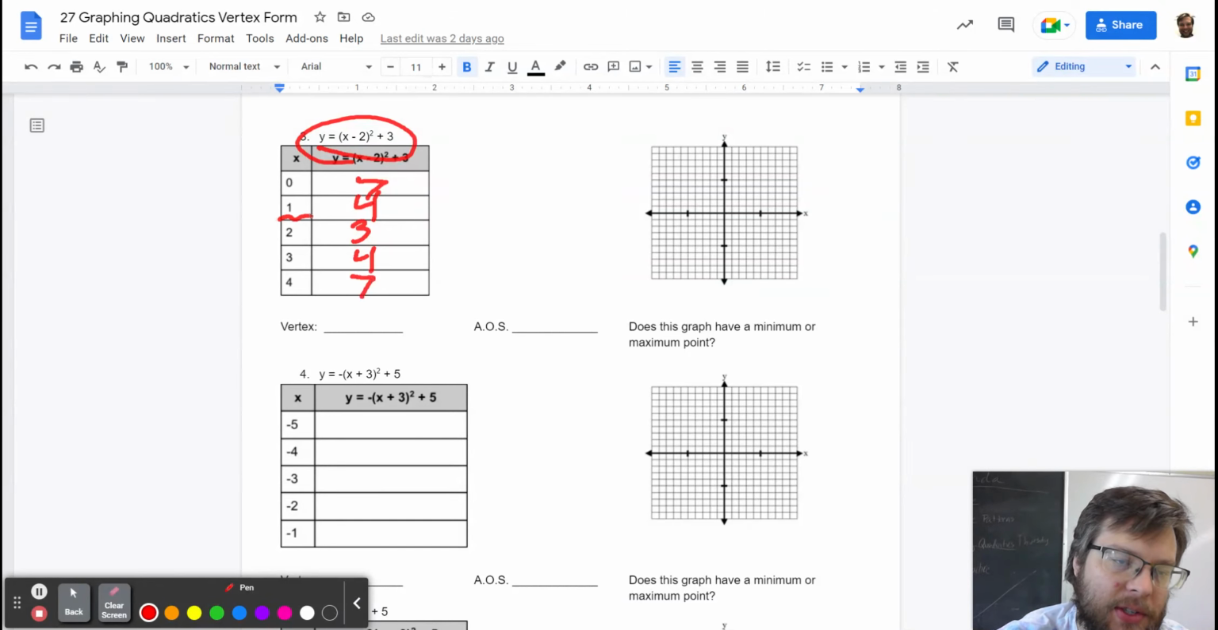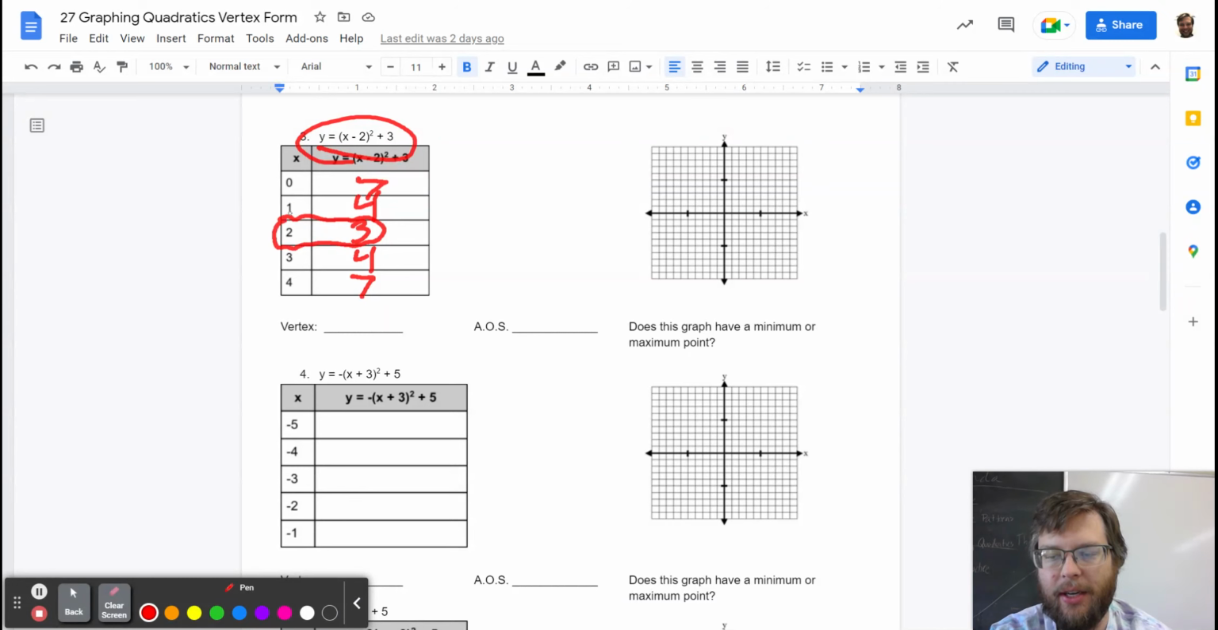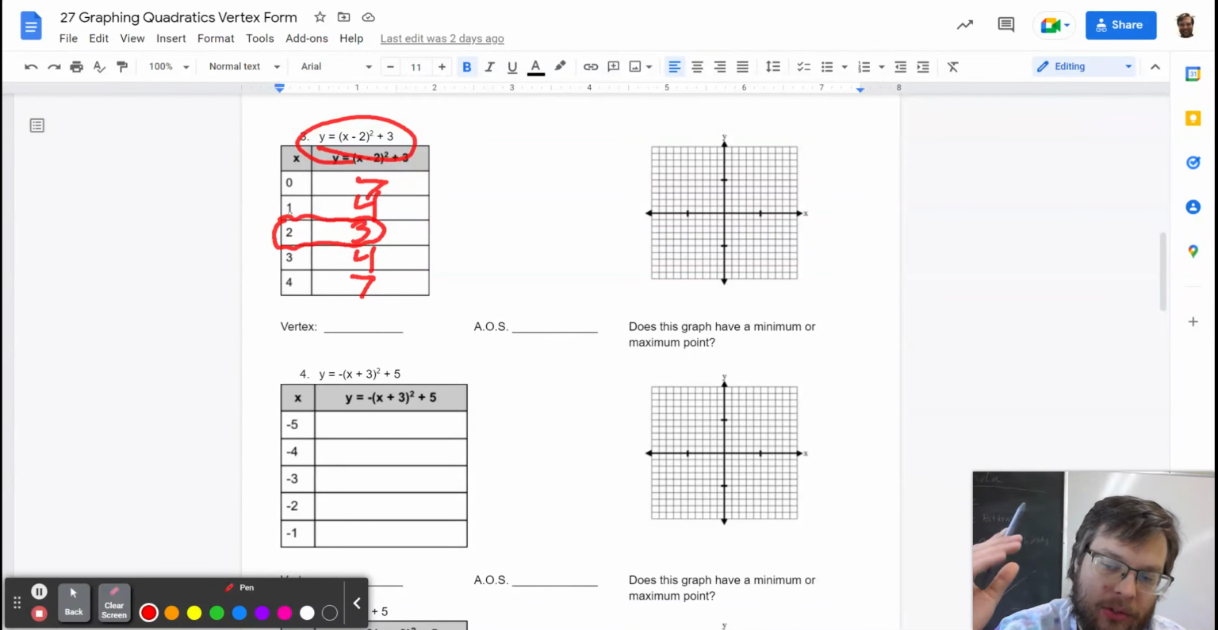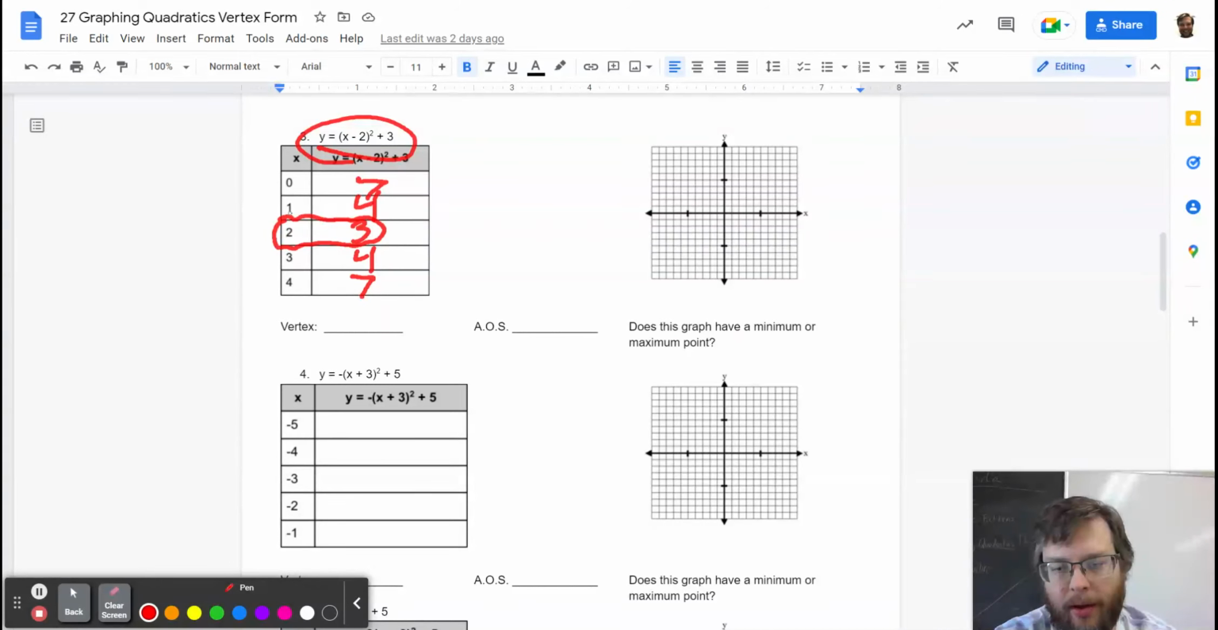I want you to notice that when I did x equals 2, I got 0. And I told you just a few seconds ago that 0 is the most important number. 0 is the place where you're going to have your vertex. Notice that it doesn't mean that x equals 0 is where the vertex is. It means whatever x value makes the parentheses equal 0. This is such a crucial idea: the vertex is where the parentheses equals 0.